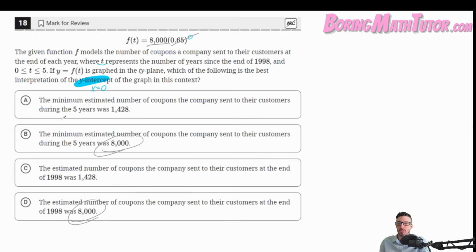Now, is the 8,000 the minimum estimated number of coupons that they sent during the 5 years?